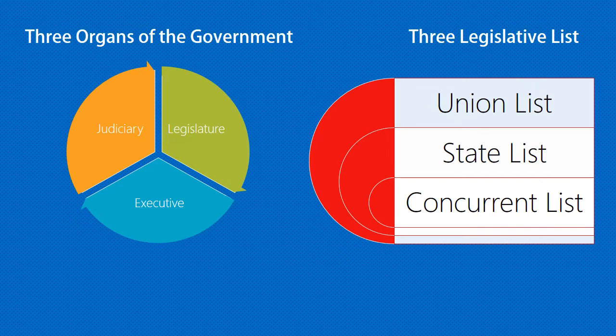Concurrent list. Both the union and the state legislatures have the power of legislation over these subjects such as economic and social planning, education, welfare of labor, electricity, newspaper and so on. Union and state take care of these subjects.